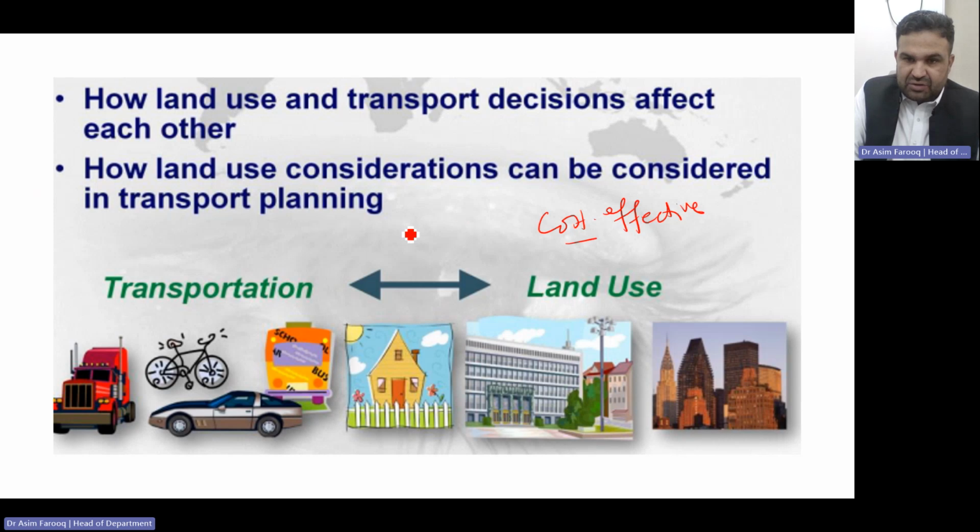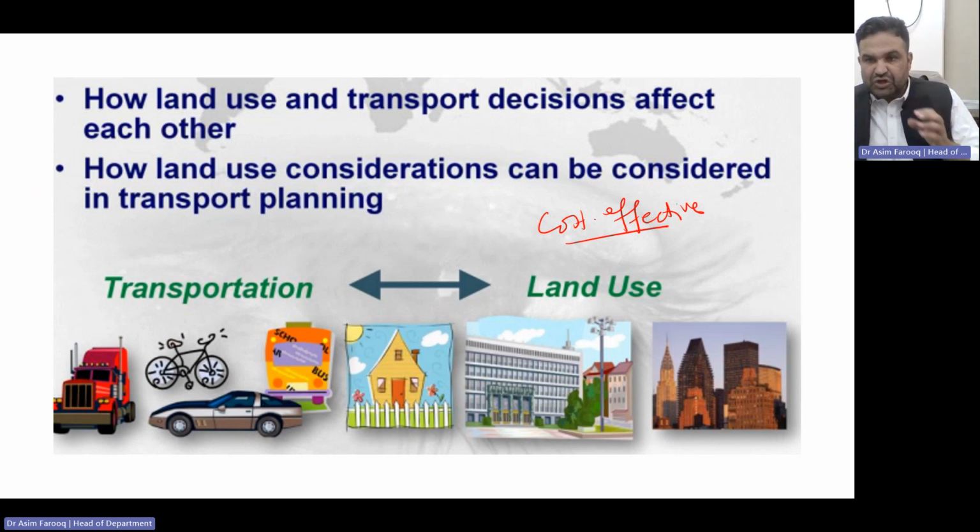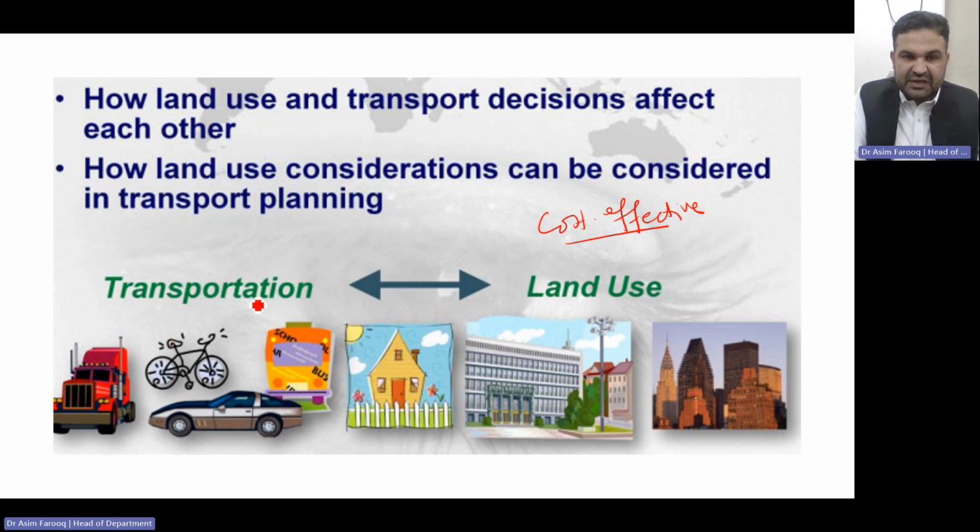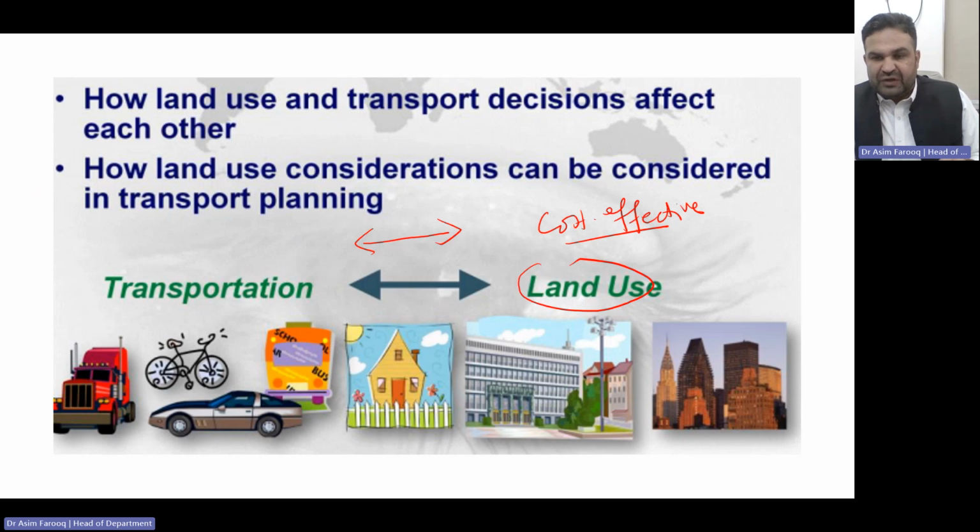So if we try to understand land use and transportation a bit more closely and relate it with the urban area, any change within the land use affects the demand of the transportation system. So this is basically the multi-faced two-way interaction between transportation and land use. So the more accessibility or mobility we need, the more land use we need.